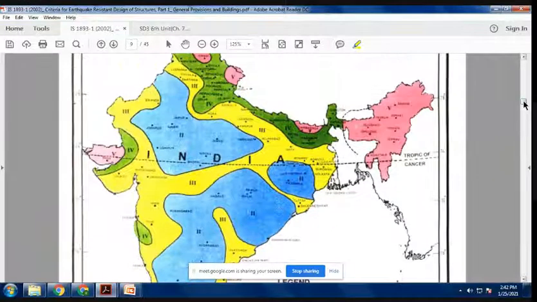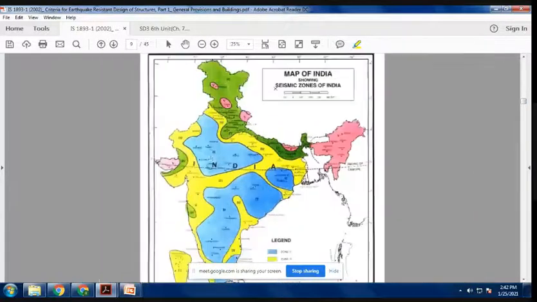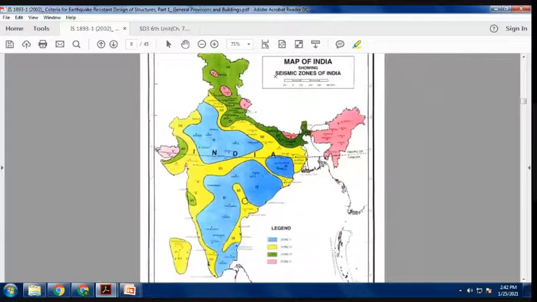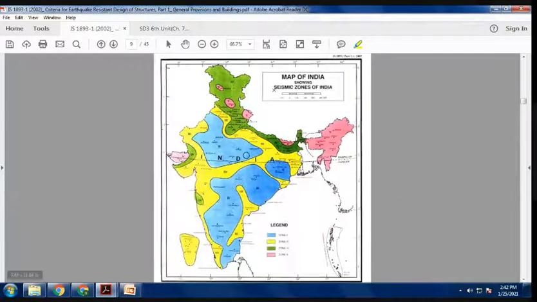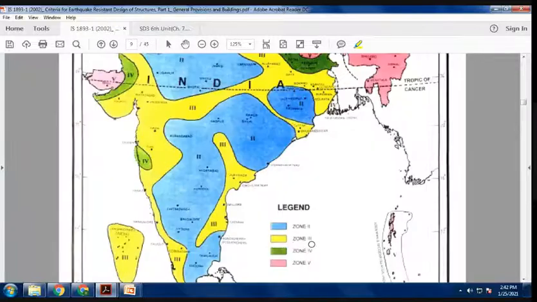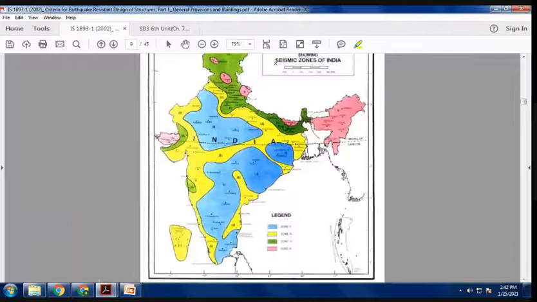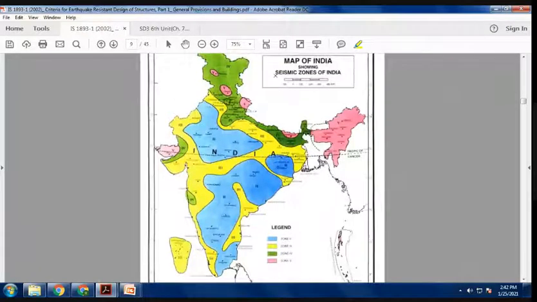Okay, today we are seeing about this earthquake resistance structure, that is ERS. Here you can see the India map is divided into 4 zones. Okay, it is divided into 4 zones, that is zone 2, zone 3, zone 4 and zone 5. And here we can see what are the cities or the regions which are falling in zone 2, zone 3, zone 4 and zone 5.